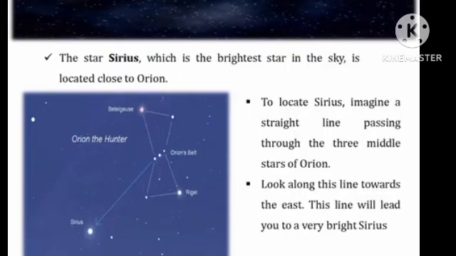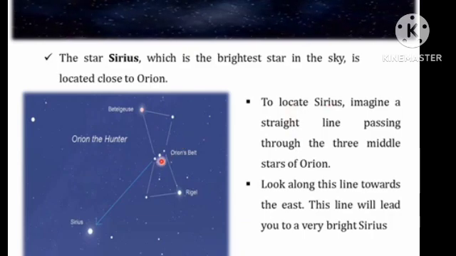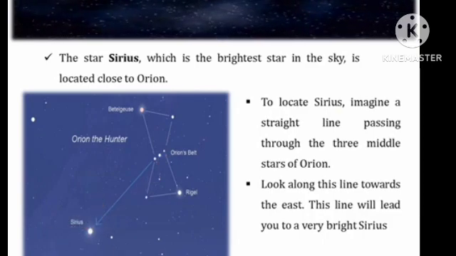Just like how we located the pole star using the Ursa Major, we are able to locate the brightest star called Sirius using the Orion constellation. To locate Sirius, imagine a straight line passing through the 3 middle stars of the Orion, and now look along this line towards the east. This line will lead to the brightest star in the sky, which is Sirius. Hence we can locate Sirius using the constellation Orion.